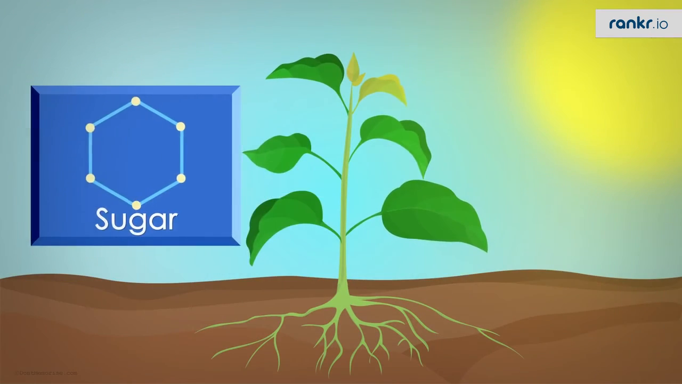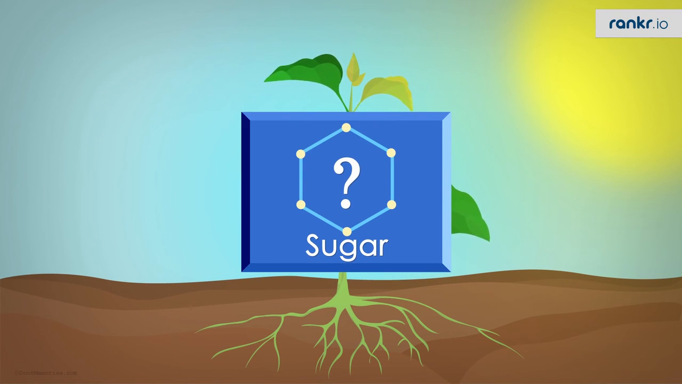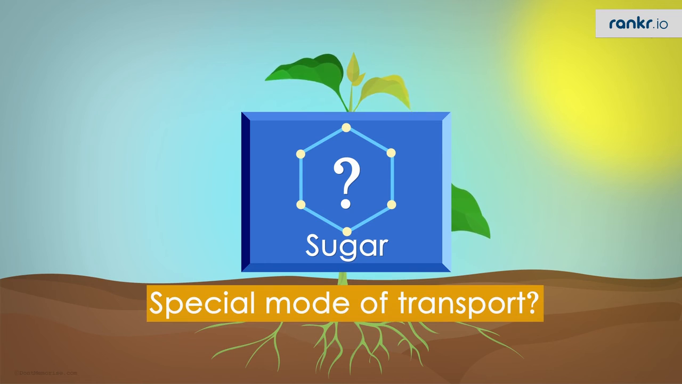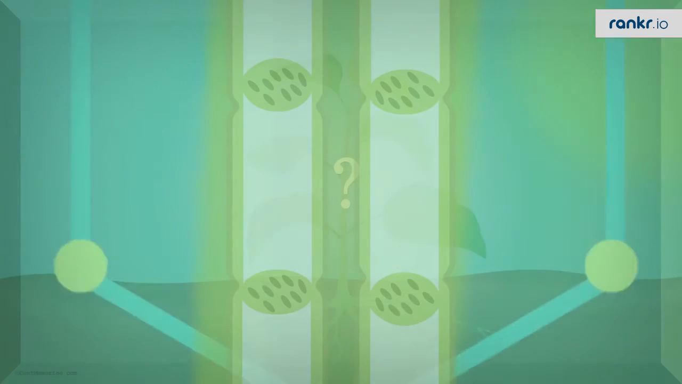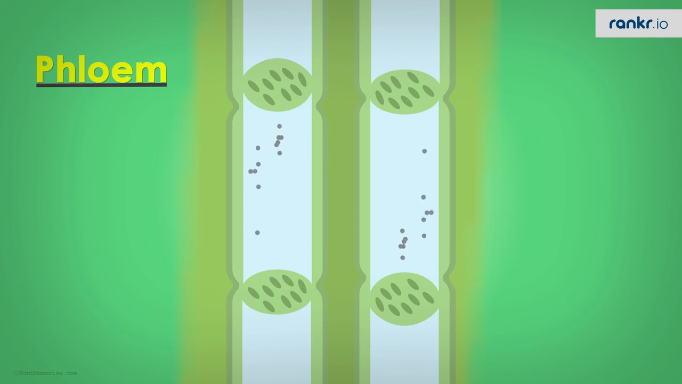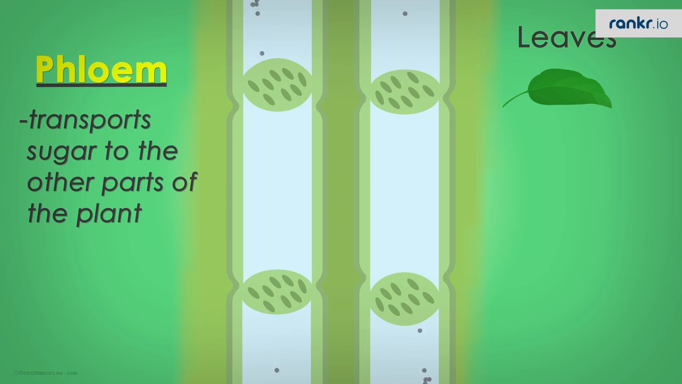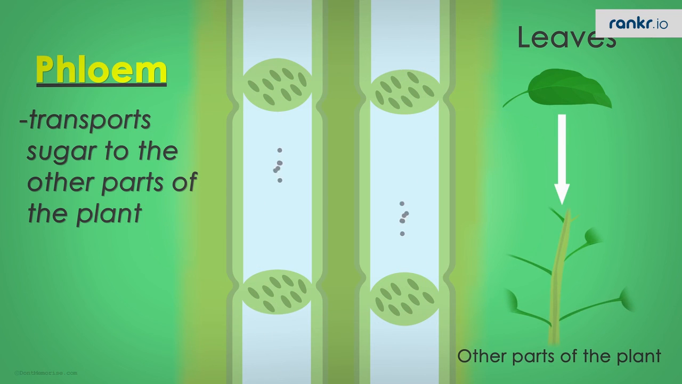Now tell me, how is this food transported throughout the plant body? Is there any special mode of transport for this food that's prepared? Yes, there is. Plants possess one more type of conducting tissue called phloem. This tissue transports sugar from the leaves to the other parts of the plants.